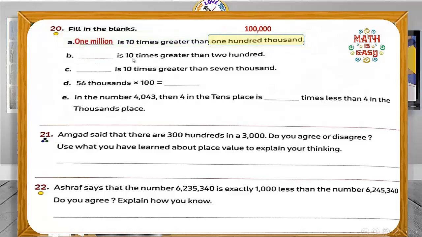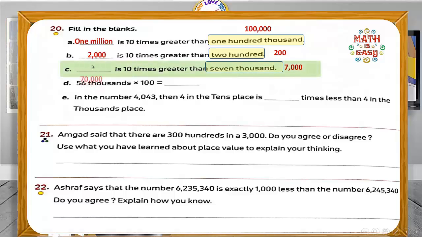Next one is 10 times greater than 200. Write 200 in standard form. 200 has 2 zeros. If you add 1 zero here, it will be 2000. C. What is 10 times greater than 7,000? 7,000 in standard form has 3 zeros. And here we add 1 more. The answer will be 70,000.